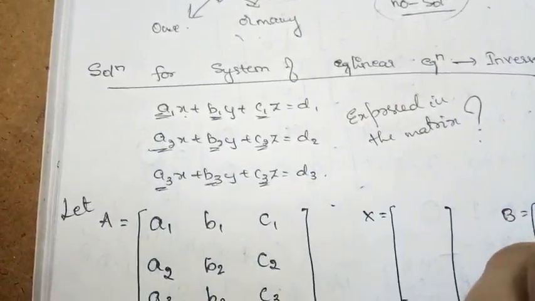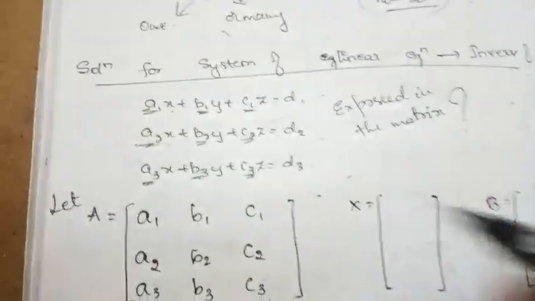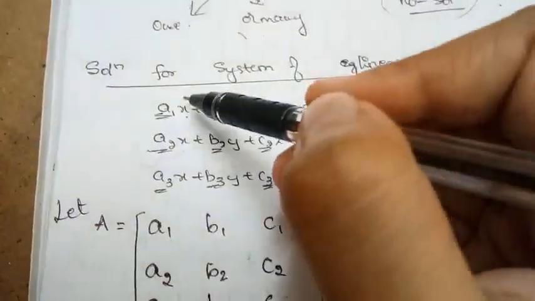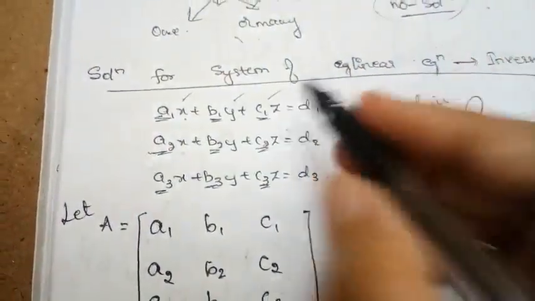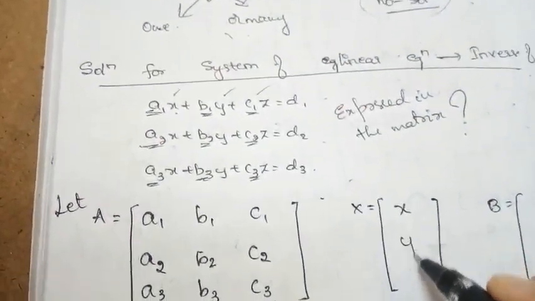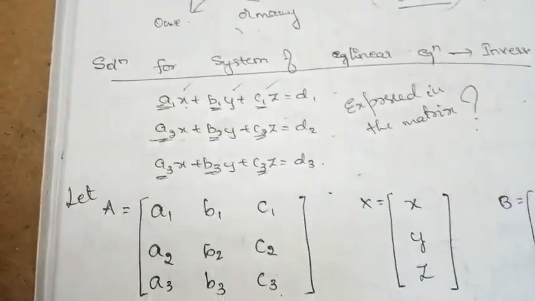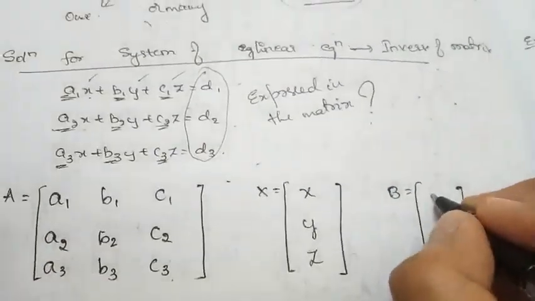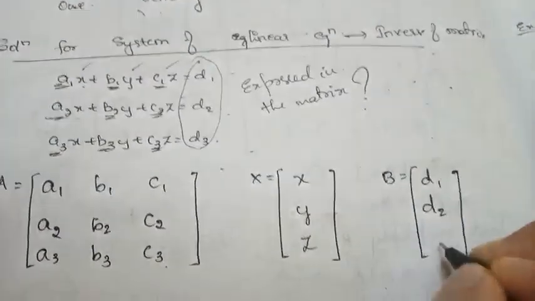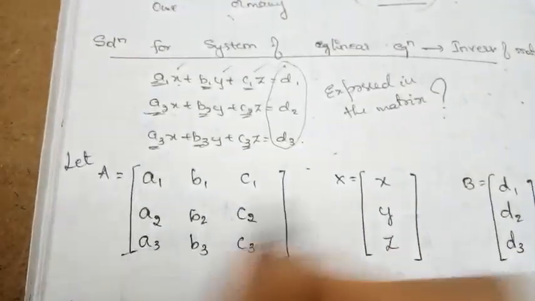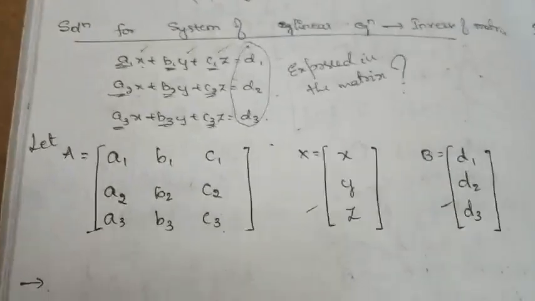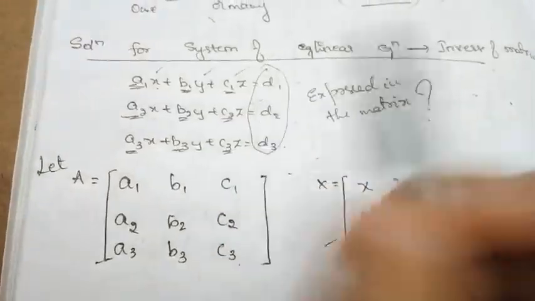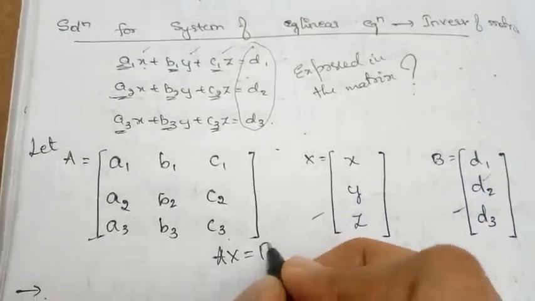So this is our matrix A, and I am calling matrix X the one which has the variables. How many variables are there? 3 variables, that is x, y and z. I am writing those variables in the matrix X, and whatever is left on the right hand side I am writing in the matrix B, like d1, d2, d3. So this is matrix A, this is matrix X, and this is matrix B. Now you can express the system in the form AX is equal to B.